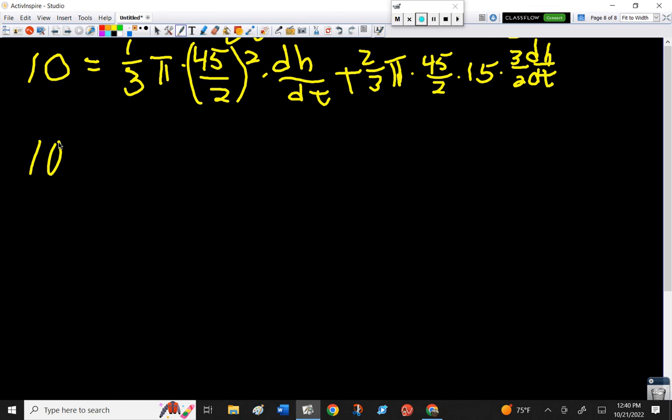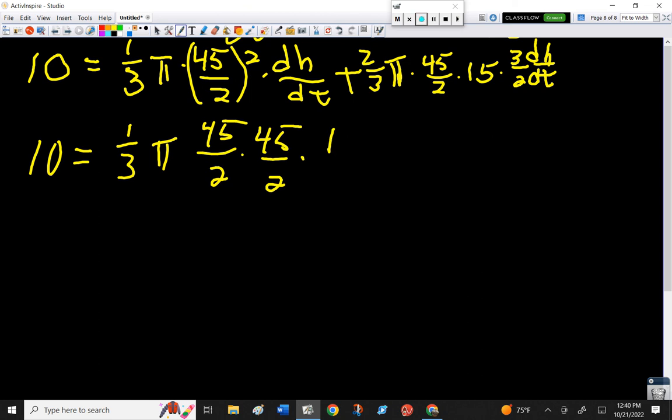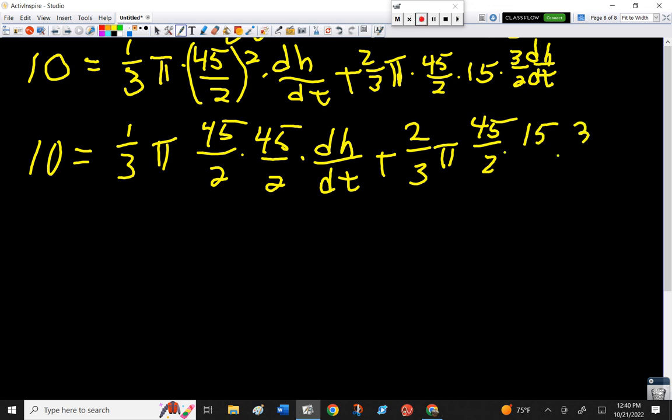First thing is, that's 10 equals 1/3 times pi. Now that's going to be 45/2 times 45/2. I'm doing this, ladies and gentlemen, because things are going to simplify for us, and the smaller the numbers, the better for us. So 2 over 3, got pi. I got 45 over 2 times 15 times 3 over 2 times dH dt.